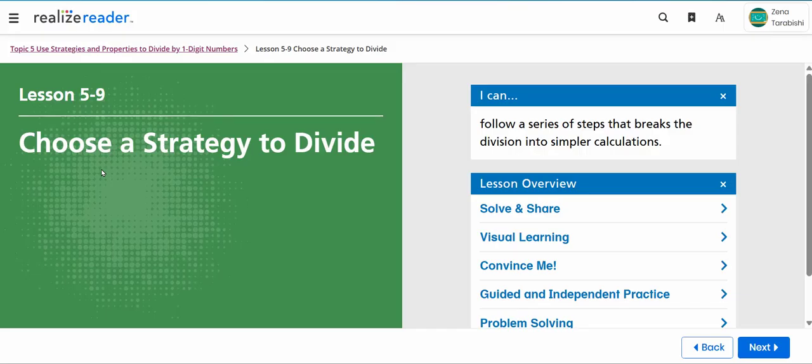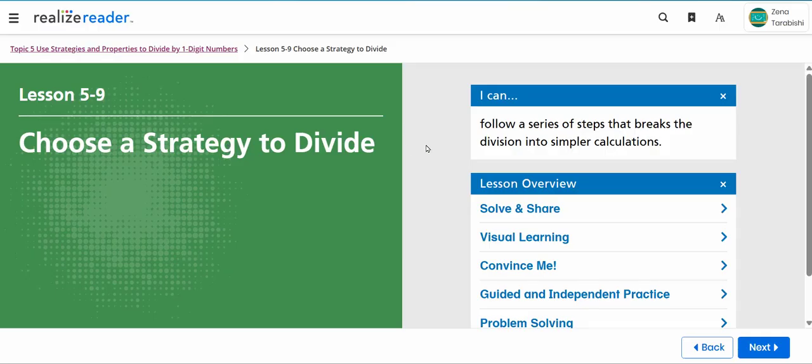Hello, fourth grade. Welcome to 5.9, Choose a Strategy to Divide. So far in our lessons, we've been talking about how there's more than one way to divide, whether you're using partial quotients, area models, long division, or the standard algorithm. Or even if you want to use estimating, that works as well.